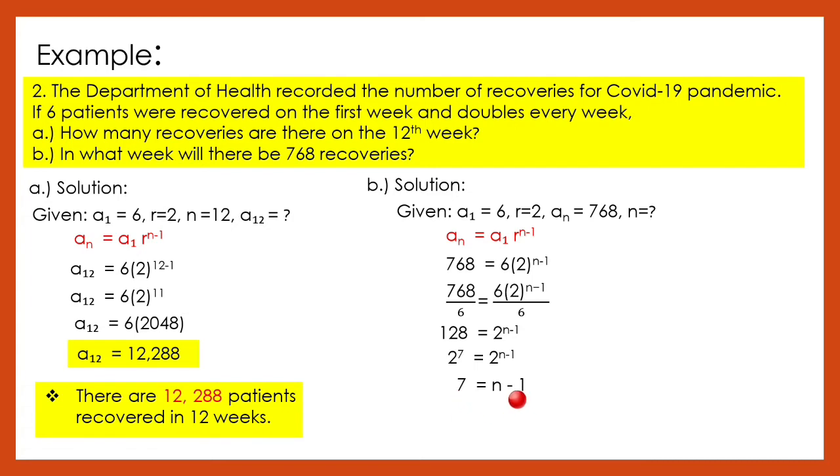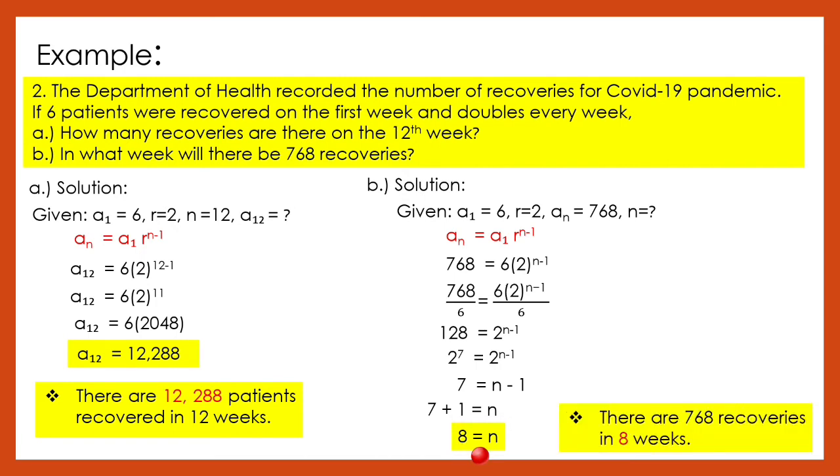Then, yung negative 1, ita-transpose natin. We have 7 plus 1 equals n. What is 7 plus 1? 7 plus 1 is equal to 8. So, ang n natin is equal to 8. Therefore, there are 768 recoveries in 8 weeks. Sa pang-8 linggo, magkakaroon ng 768 na recoveries. Okay? Nasusundan ba?